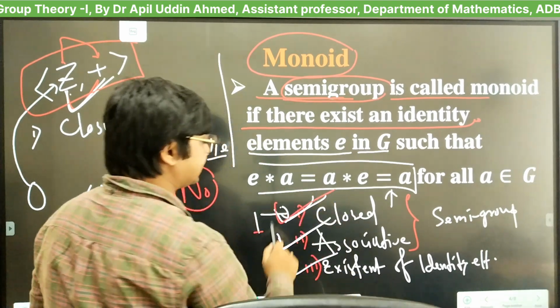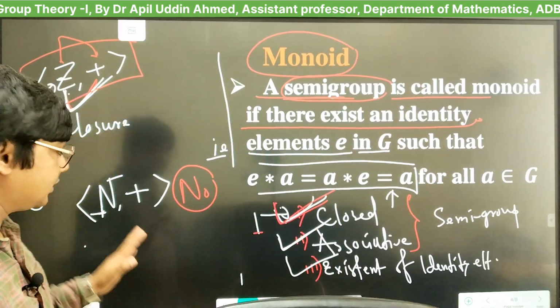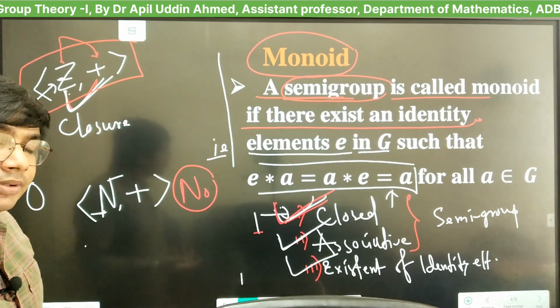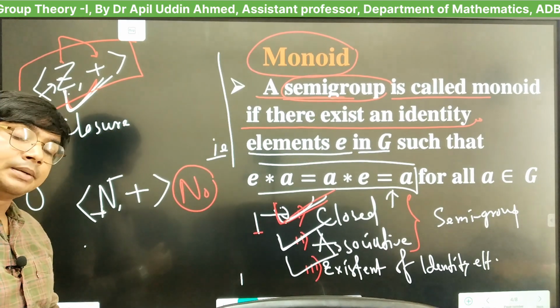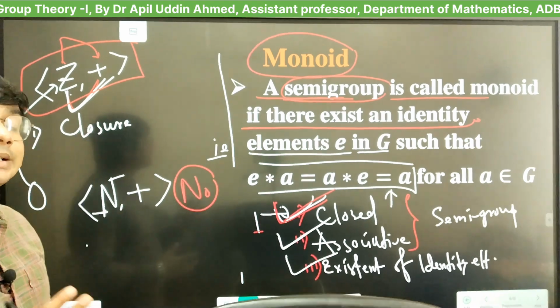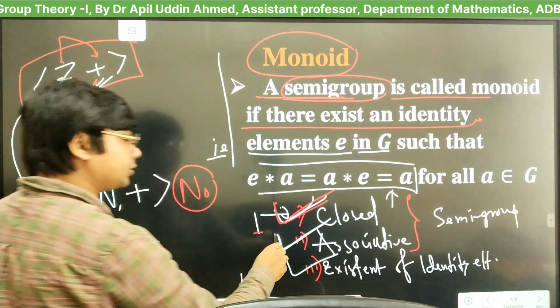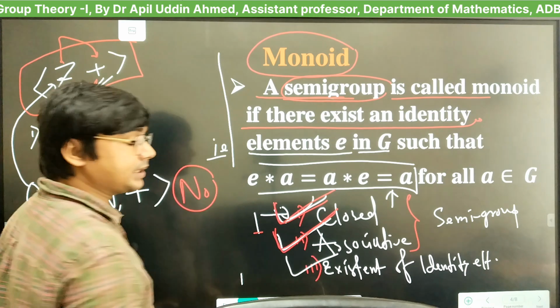The first property is satisfied with respect to addition. Yes, the set of natural numbers is closed. And you also see here that the natural numbers will satisfy the associative property. So the second property will also be satisfied here.